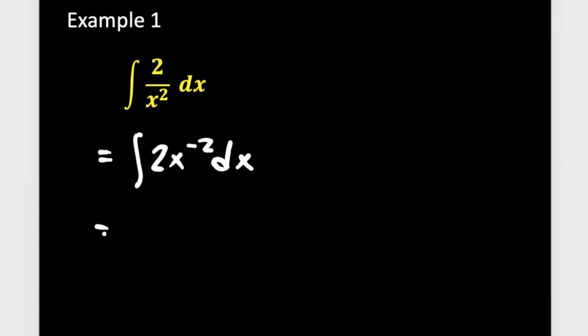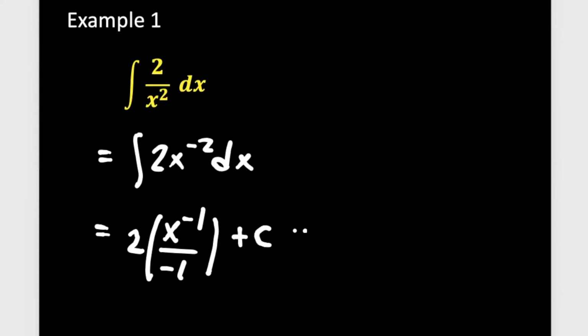And according to the power rule, we simply add 1 to the exponent. So if you take negative 2 and add 1, you get negative 1, and you divide by that as per the power rule. But of course, we still have that 2, that constant on the outside. Don't forget your constant of integration, so put the plus c.